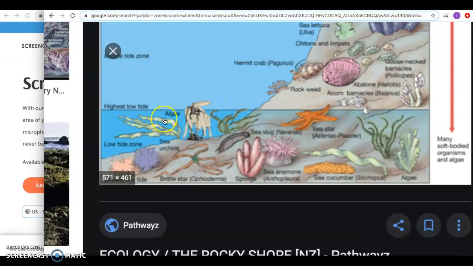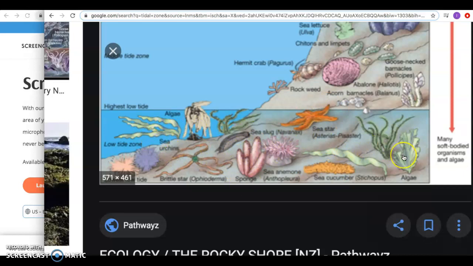And down here, we have some much more complex organisms that always need to be submerged to some degree. So we've got our sea stars, sea cucumbers. These are our fleshy guys here. And we have a sea sponge, sea anemone.